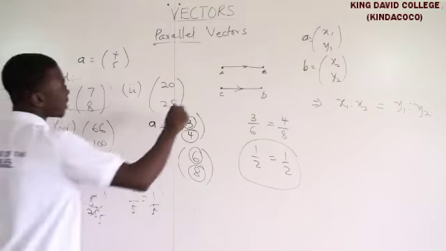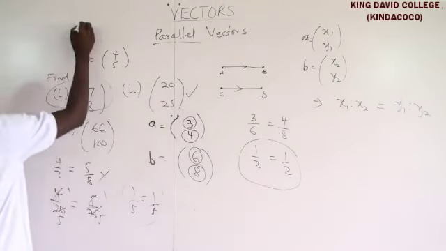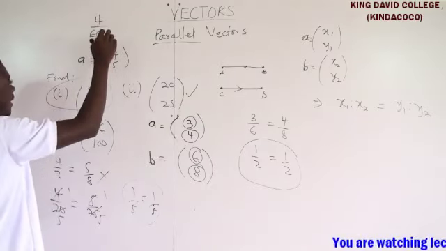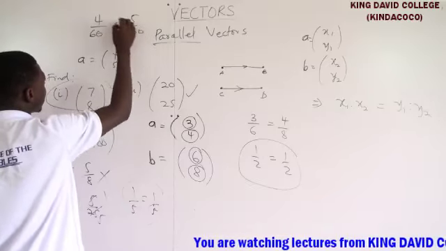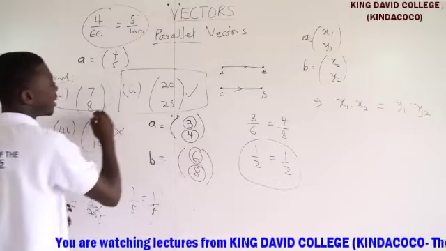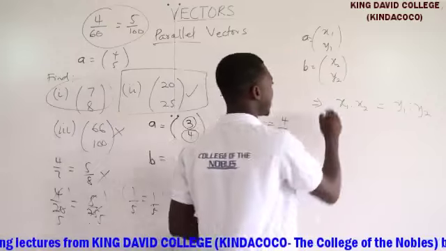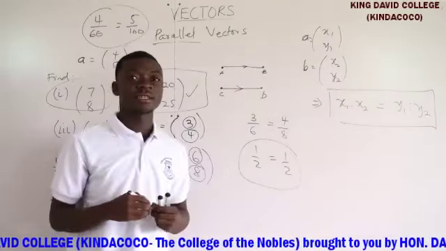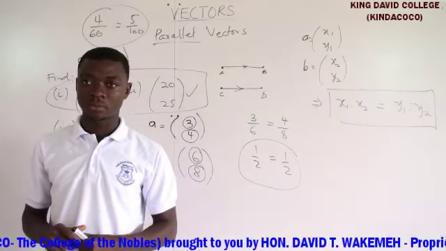So the first one is known to be in parallel. This one satisfies. Then we come to 4 over 66 compared with 5 over 100. So definitely this is also not. So the only one that is in parallel is just going to be this. So always remember this. If this is true, then we say the two vectors are in parallel.